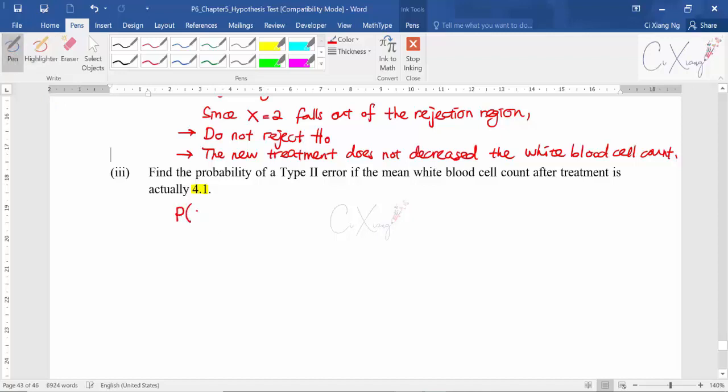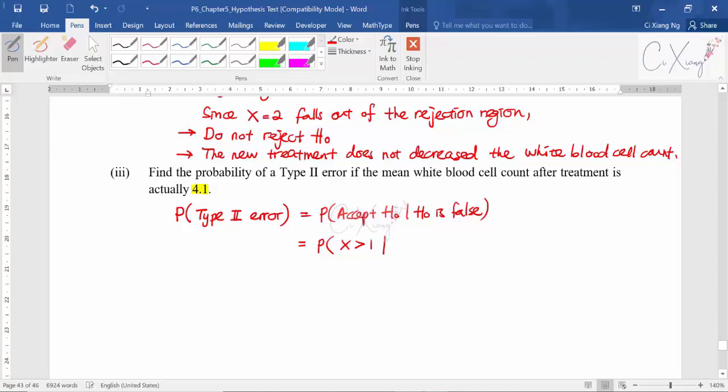Alright, so to calculate the type 2 error, the definition is accept the null hypothesis when the null hypothesis is false. You accept something false, so you make an error. Right, so when you accept the null hypothesis, what is the acceptance region? So x smaller equals to 1 is the rejection region. Therefore, x greater than 1 will be the acceptance region, the opposite sign.